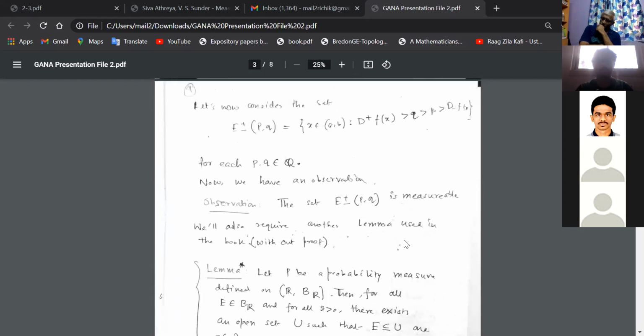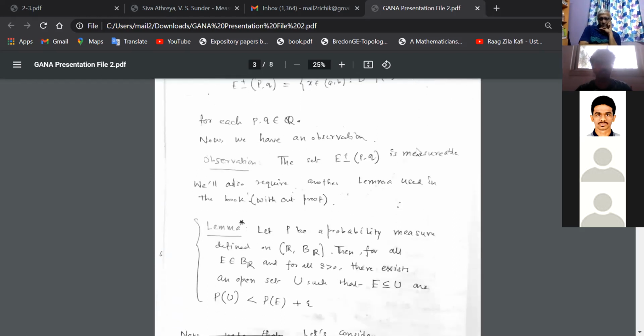To do this, at first we consider the set E_{+-}(p,q). Why are we considering this E plus minus set? Because we are bounding it by D^+ f(x) and D_- f(x) at the two ends. That is why it is plus minus, and p and q are rational numbers. It is defined as the set of x in the open interval (a, b) such that D^+ f(x) is greater than q, greater than p, greater than D_- f(x), for each p, q in Q.